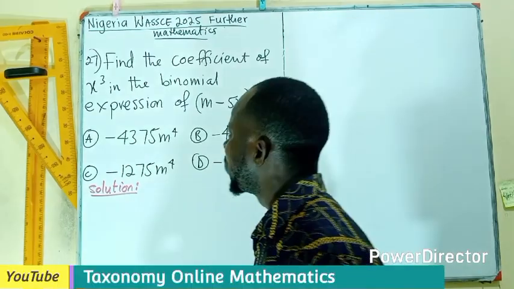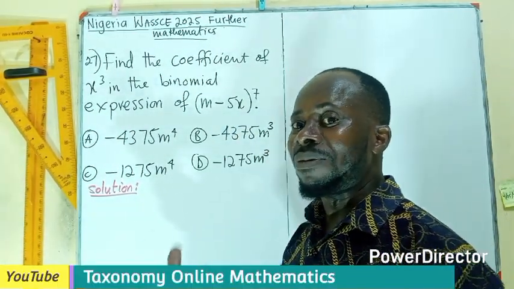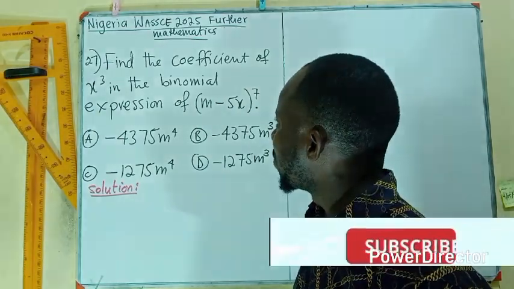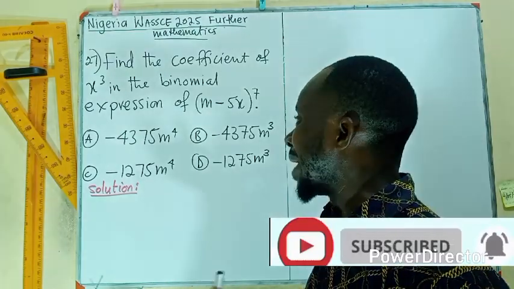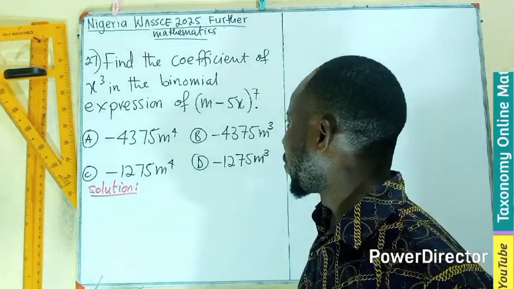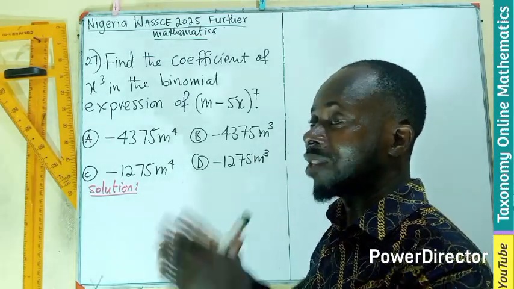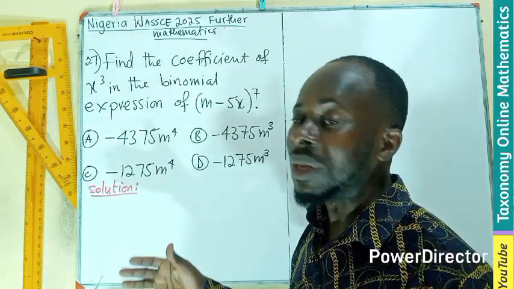Welcome, question 27 of WASSCE 2025 of Nigeria Further Mathematics. We are to find the coefficient of x to the power 3 in the binomial expression of (m minus 5x) all to the power 7. And this is just looking for that specific term, which is going to be the fourth term in that expansion.